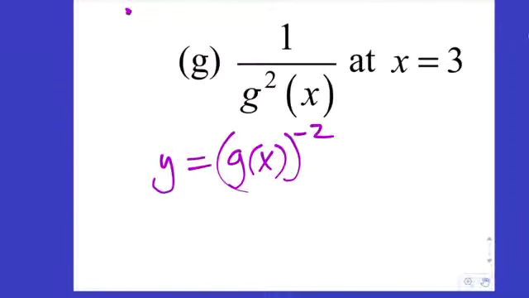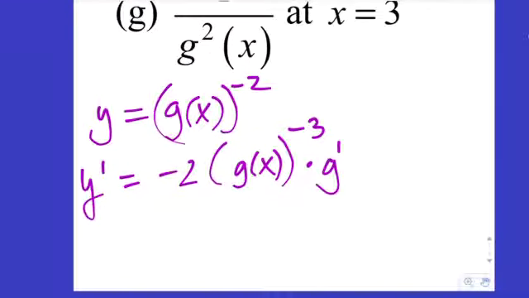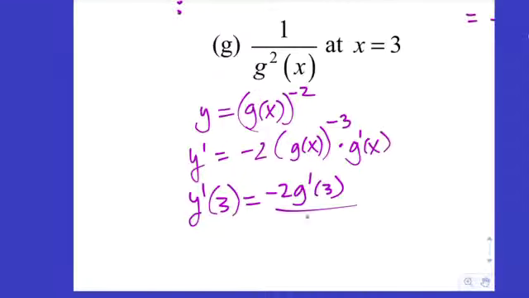So now we can see there's two layers. So y prime is negative 2 times g of x to the negative 3 power times the derivative of g, which is g prime. And now we're evaluating at 3. So y prime of 3, make sure you show that. That's going to be g prime of 3 times negative 2 all over g of 3 quantity cubed. So I went ahead and plugged in my 3 and brought the negative exponent down to the bottom, which makes it easier to combine your numbers at the end.